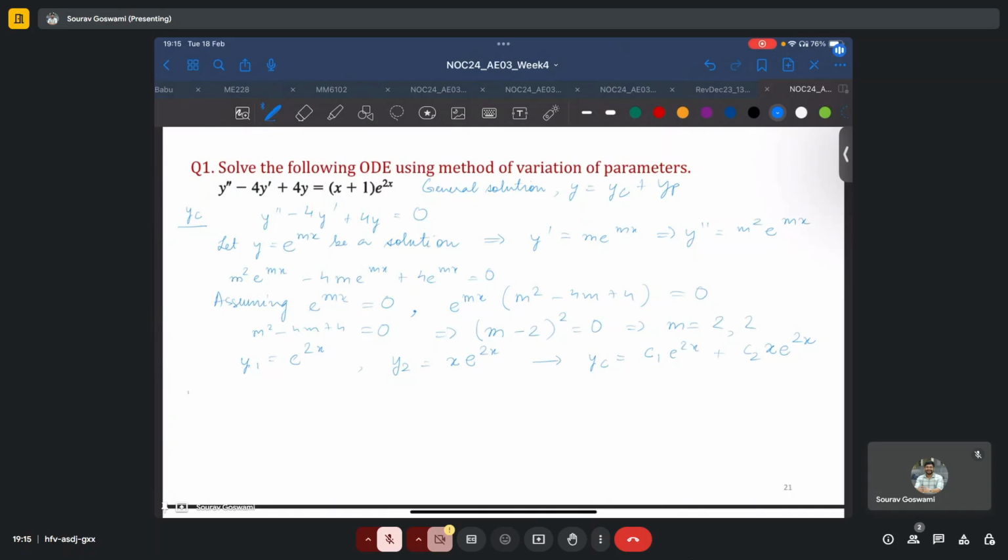Now we start working on the particular solution, by using the method of variation of parameters. In the method of variation of parameters, we assume that the particular solution yp is of the form u1, which is a function of x, times y1 plus u2, a function of x, times y2. And if we refer back to the formulas, u1 prime is equal to the Wronskian w1 by w, and u2 prime equals w2 by w.